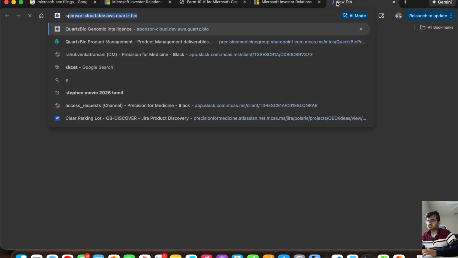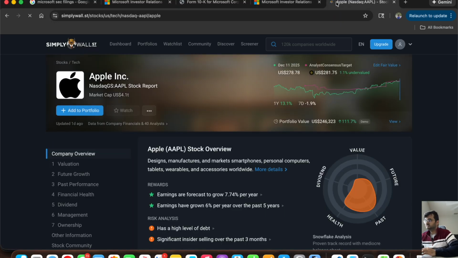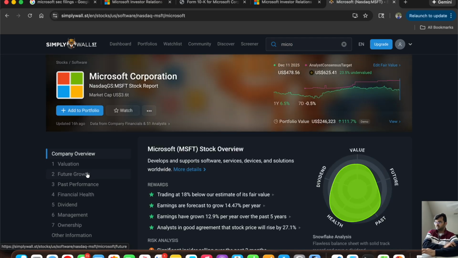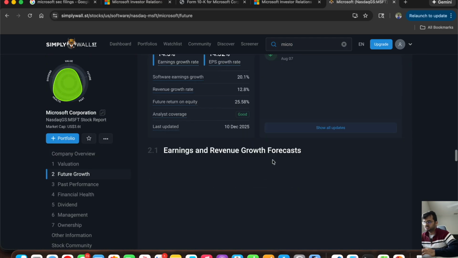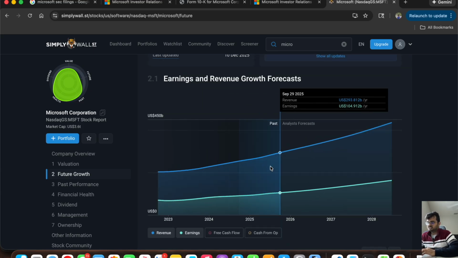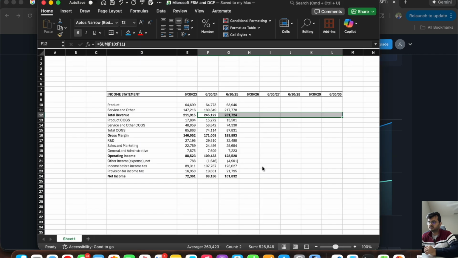So I will go to Simply Wall Street and type in Microsoft. Here it is. Then come to the future growth section. Here you can see the trailing 12 months revenue the analysts are estimating. As of June 29, 2025, the revenue is $281 billion. That is the revenue we are seeing here.